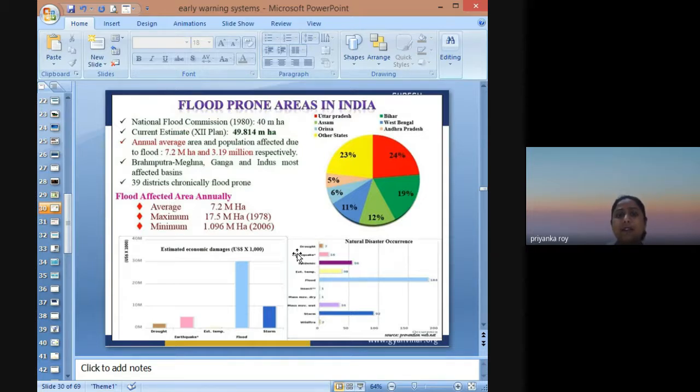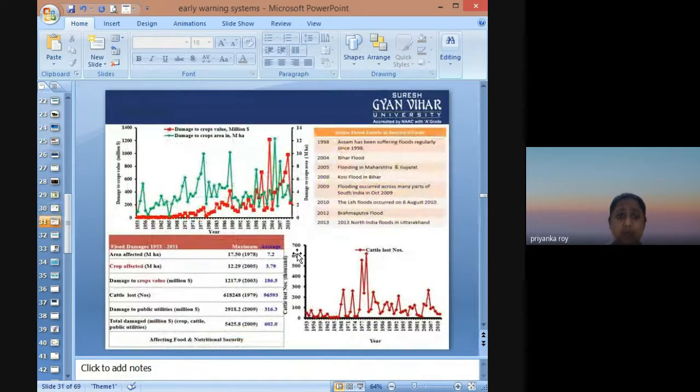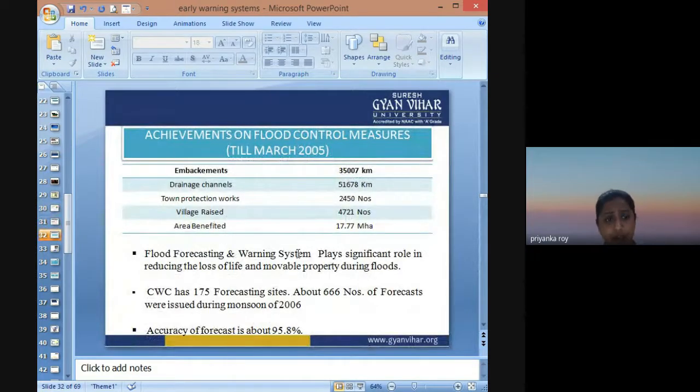The flood-affected areas, the average and maximum annual areas per million hectare that get affected by floods, and the losses that happen due to the Gangetic plains and Brahmaputra plains flooding every year, flooding various districts over the country. About 40 districts of our country are chronically affected by floods, causing a large number of agricultural fields to be damaged. Okay. So among the achievements in flood control measures, flood forecasting and warning systems play a significant role in reducing the losses of life and movable properties during the flood.